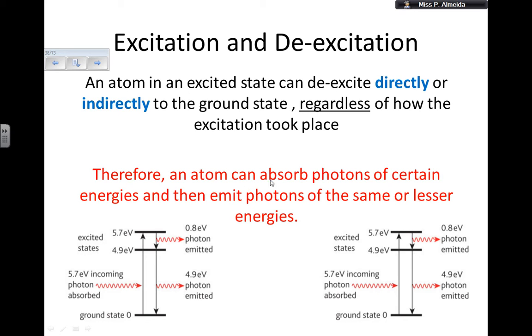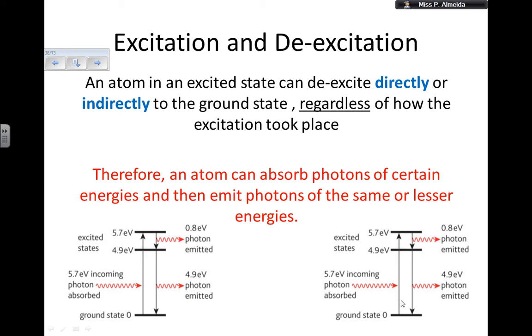So an atom can absorb photons of certain energies, and then emit photons of the same or lesser energies. For example here, from the ground state, I get a 5.7 electron volt incoming photon, so I can go straight to this energy level of 5.7 electron volts. I can de-excite by going 5.7 electron volts down, or doing 0.8 to go to the other energy level that is 4.9 electron volts, and then fall 4.9 electron volts back to the ground state.